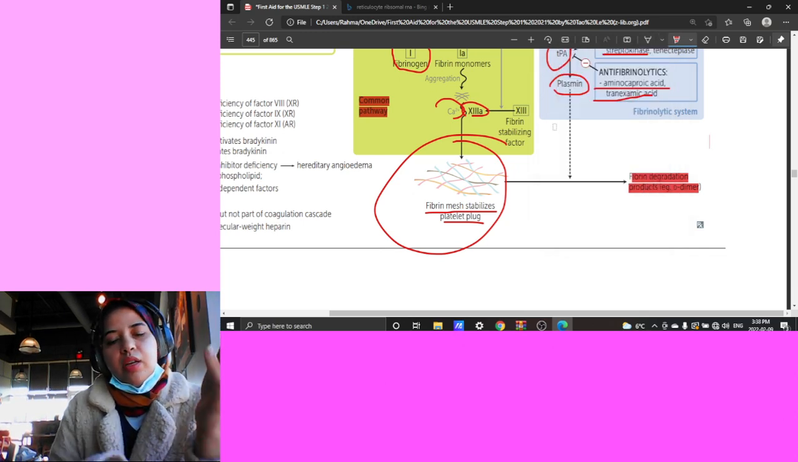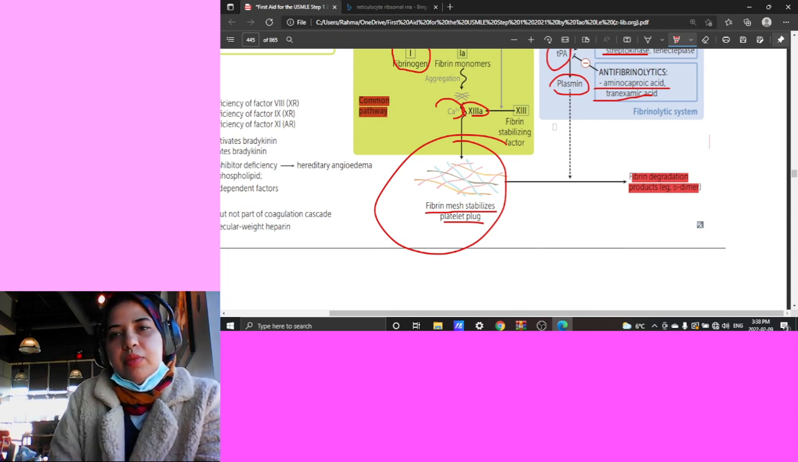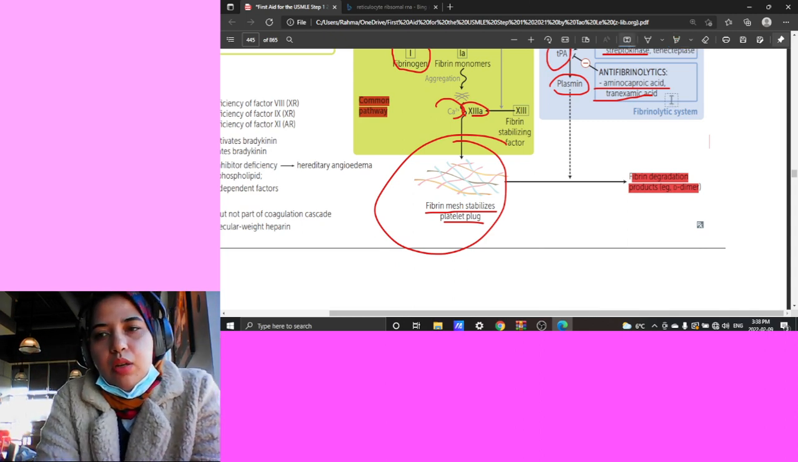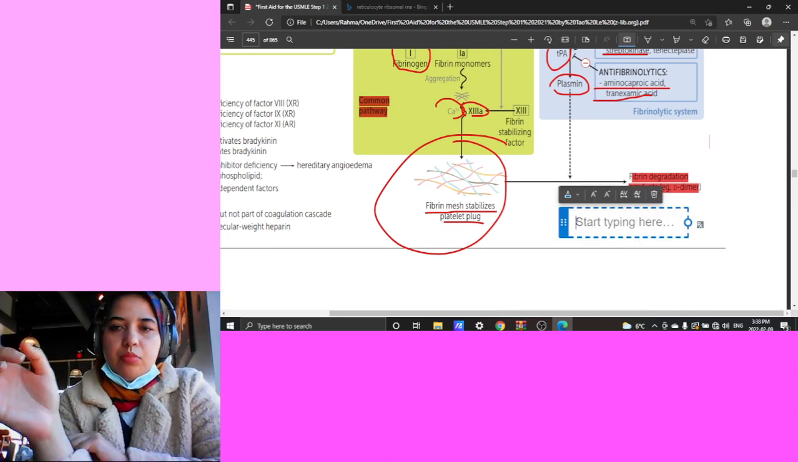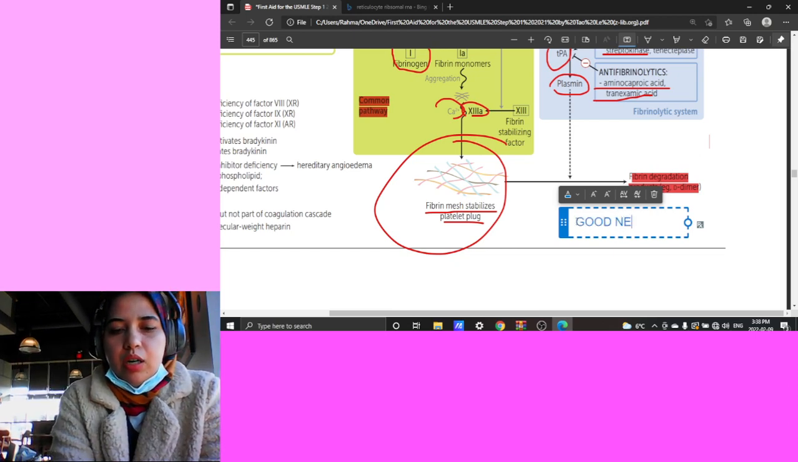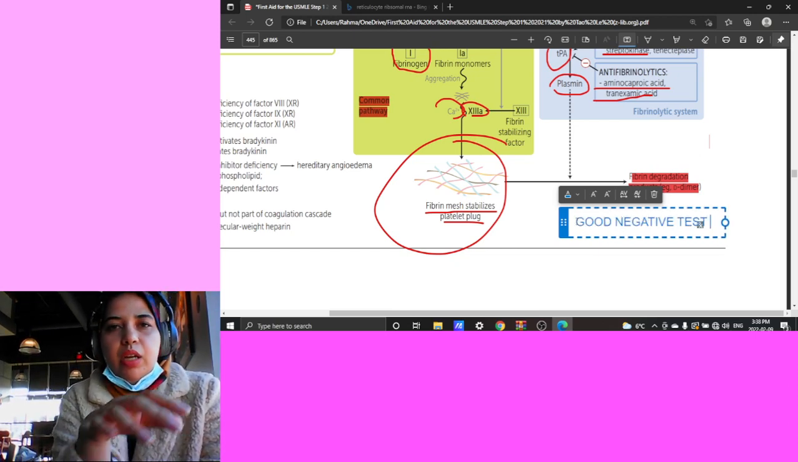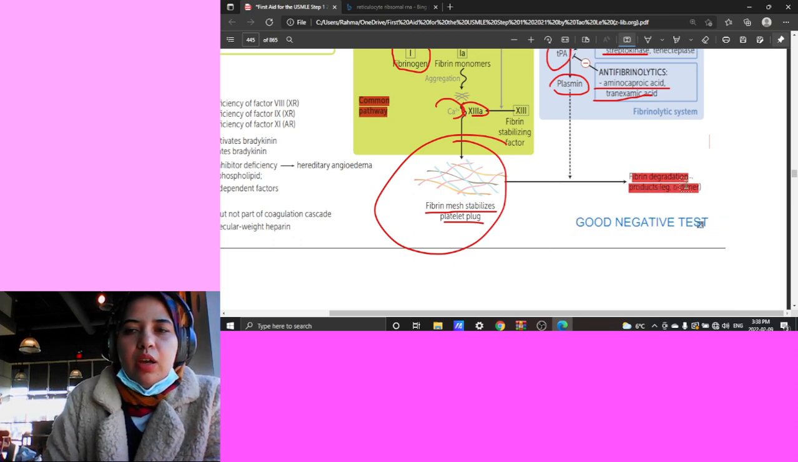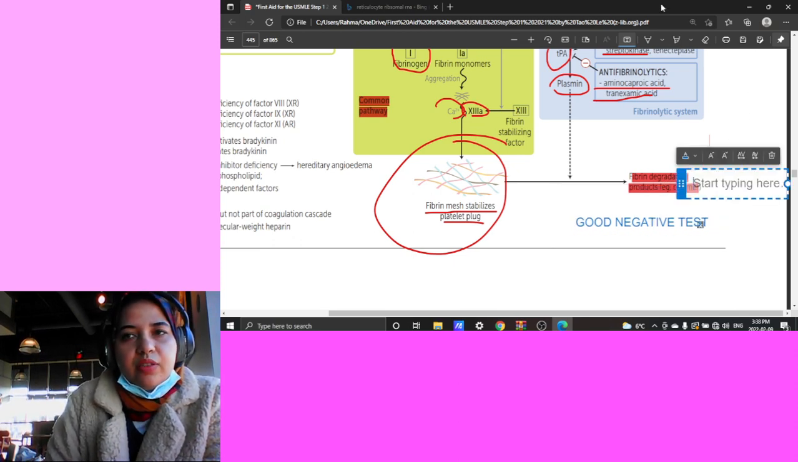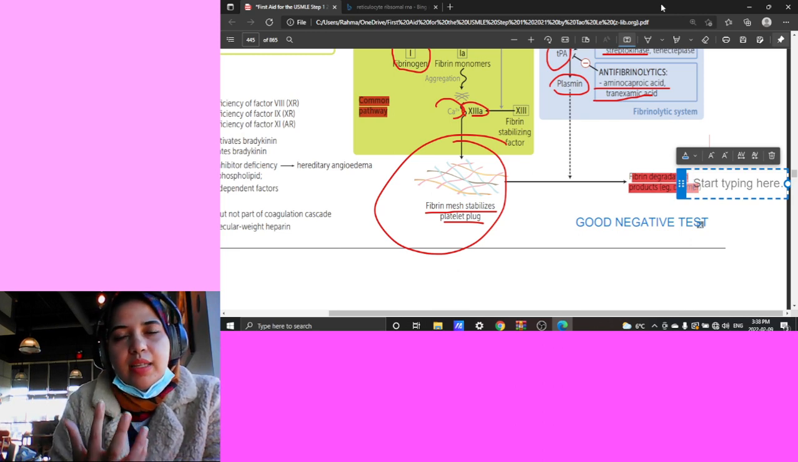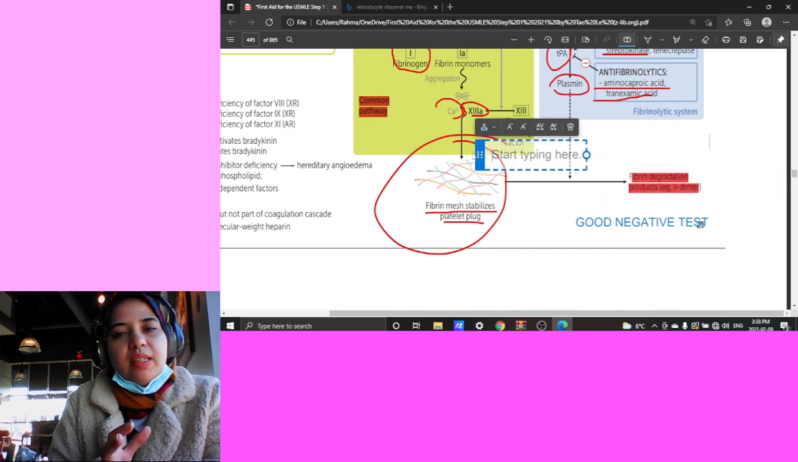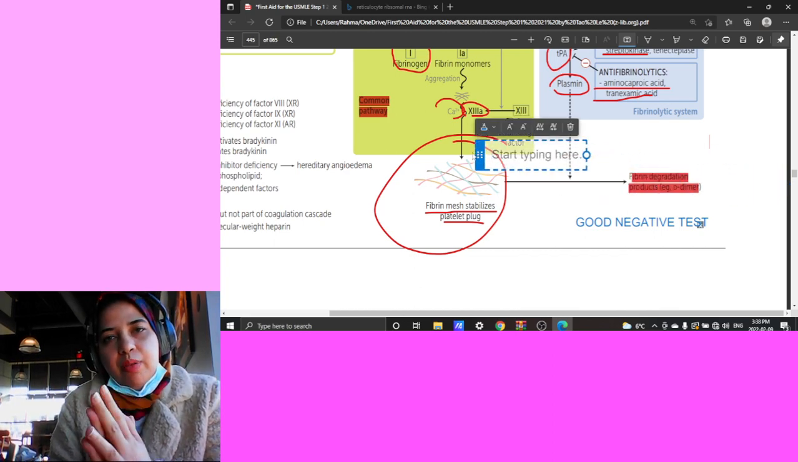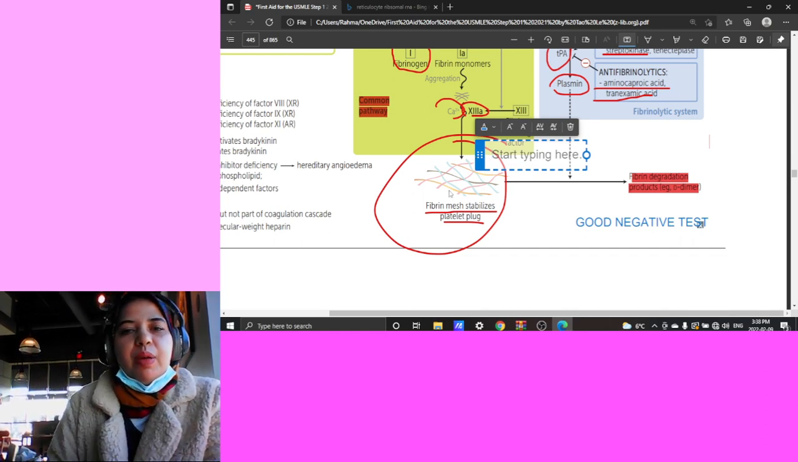That is what we call a good negative test. What does that mean? If I have a D-dimer that's elevated, I know there's a clotting problem, that a clot happened. It's not specific to anything. So if there isn't a D-dimer with a suspected clotting pathology, then I know I'm probably not dealing with a clotting pathology in the first place. So that's my good negative test.